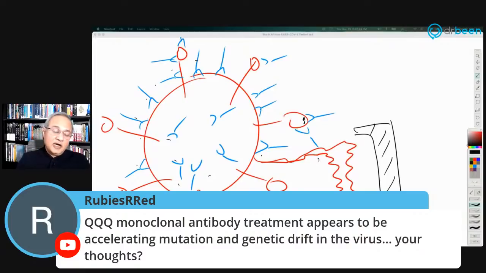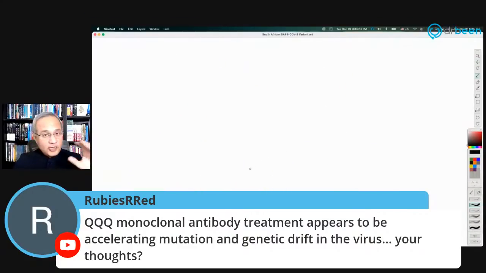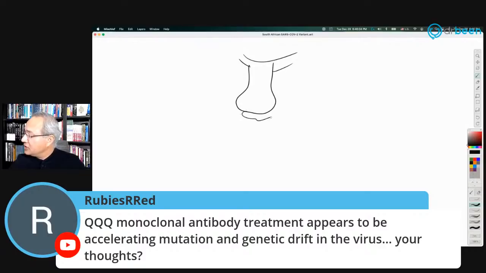So Ruby's Red says, question, monoclonal antibody treatment appears to be accelerating mutation and genetic drift in the virus. Your thoughts? So it's very simple. Actually, presence of the virus in us and for it to try to live in us is called the selection pressure on it. So let's say this is the virus's spike protein. This is the receptor binding domain. This is the S1 unit, S2 unit, and so on.